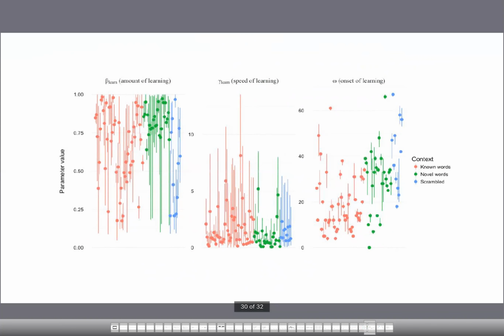So then you can see the breakdown. They're color-coded by the different conditions: the known words, the novel words, and scrambled words. Now remember in the video, Josh was talking about how for beta and gamma, you don't really see much difference across the different conditions or contexts. However, if you look at the onset of learning, then overall there is more variability, in the first place, for the red ones, which is for the known words.